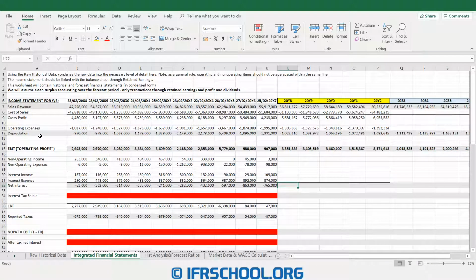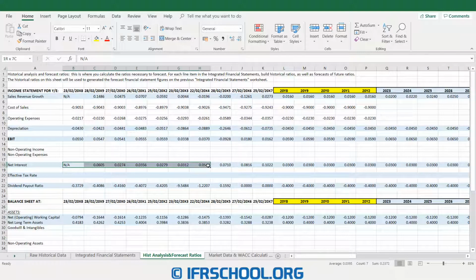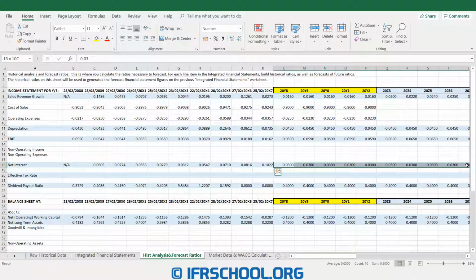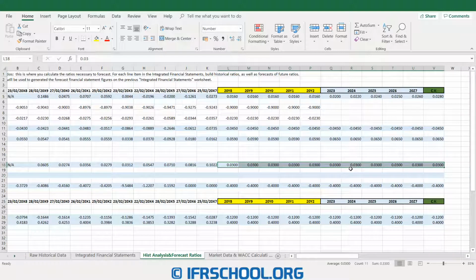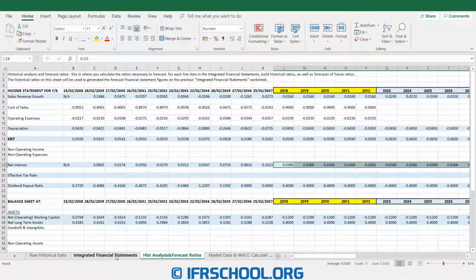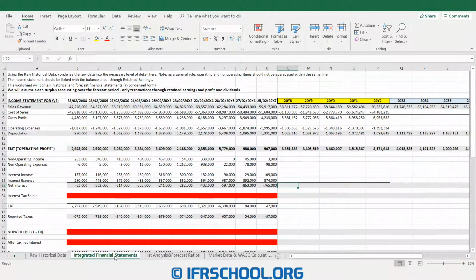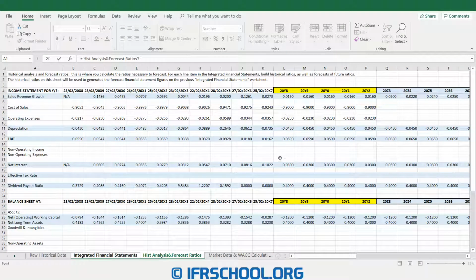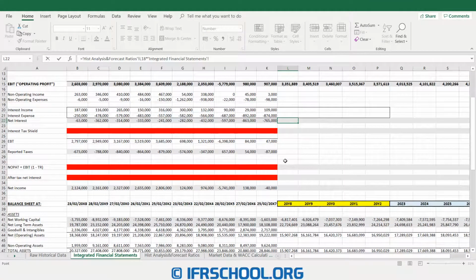I previously explained that we will use opening net debt as a driver of net interest. We've already calculated the historical ratios of net interest to opening net debt. We've also estimated the forecast ratios. I assumed the forecast ratios would remain constant at 3% over the forecast period. All that's left is to calculate the monetary values for net interest in the forecast income statement. To do this, I multiply the forecast ratio by the driver, which is opening net debt in this case.